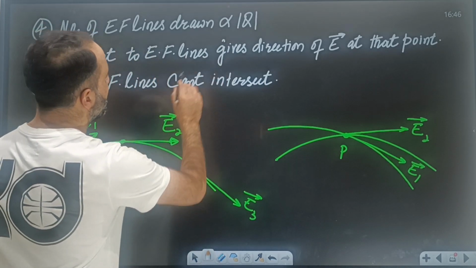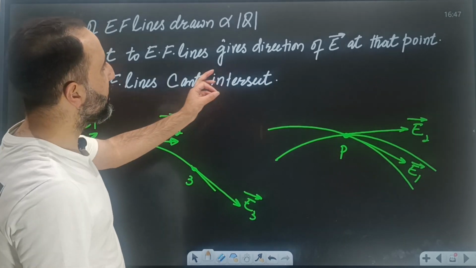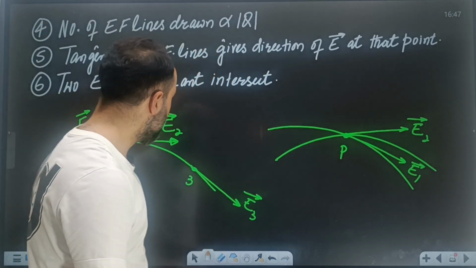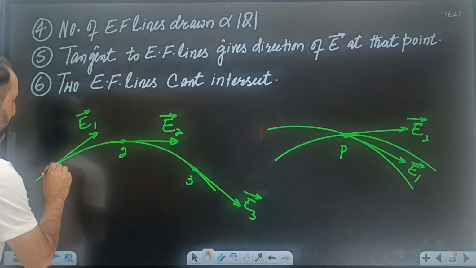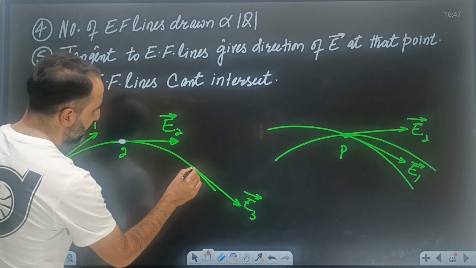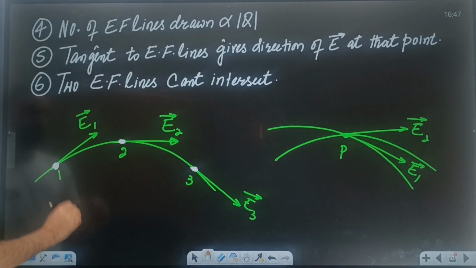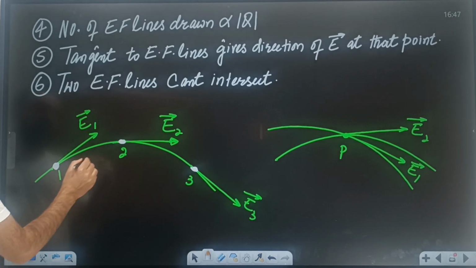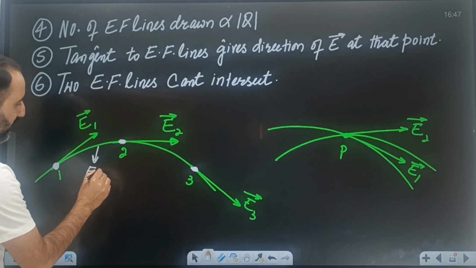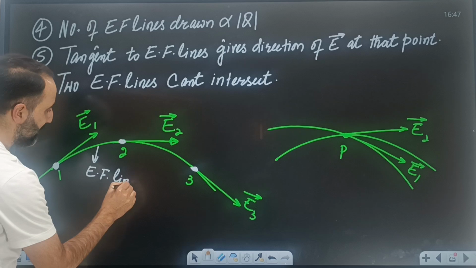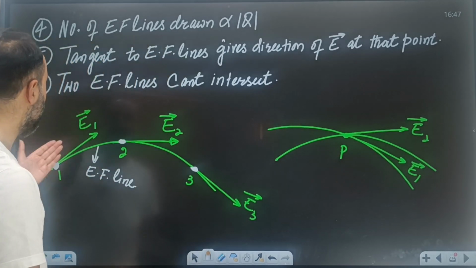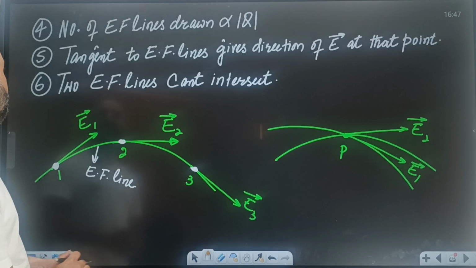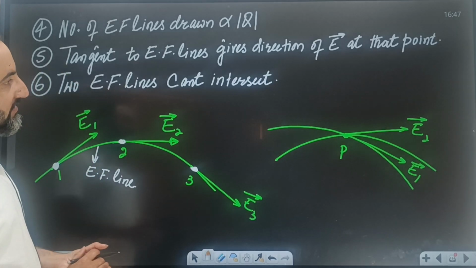Tangent to electric field line gives direction of electric field at that point. For example, ये आपके पास electric field line है, isn't it? Now हमने क्या किया? यहाँ पे एक tangent at this point, at this point, at this point we have drawn some tangents. Now this is an electric field line, and a tangent drawn to the electric field line at any point gives the direction of electric field at that very point. ठीक है ना?